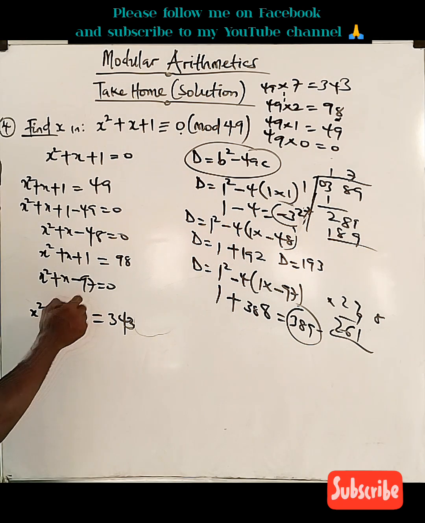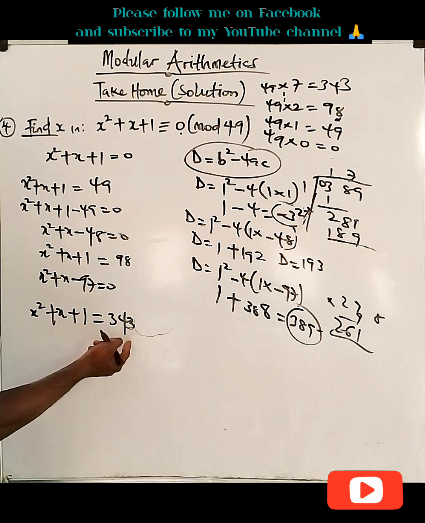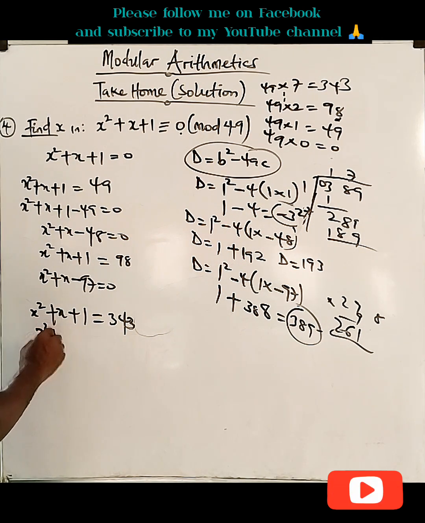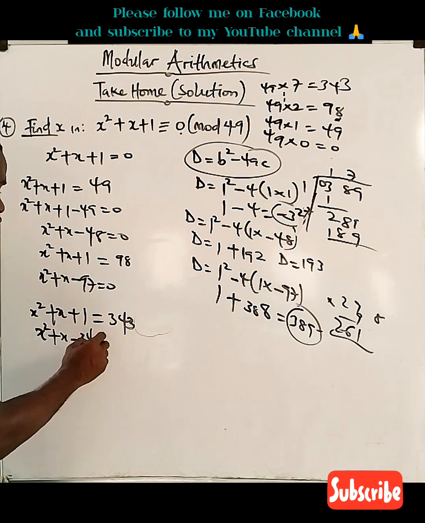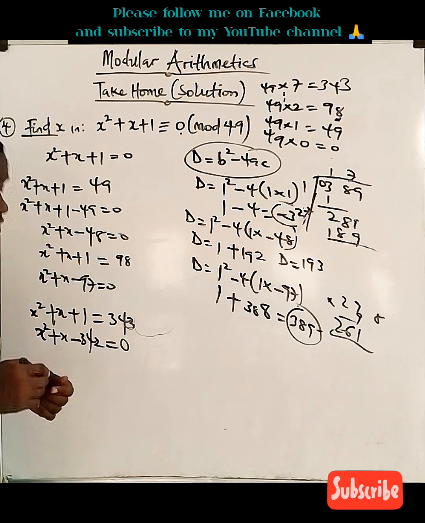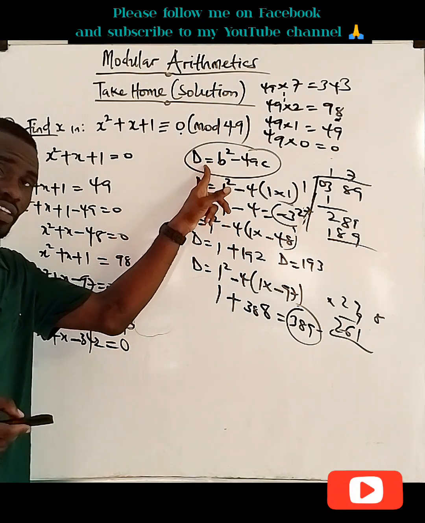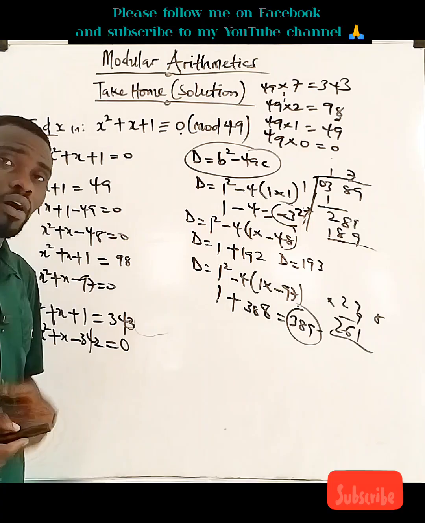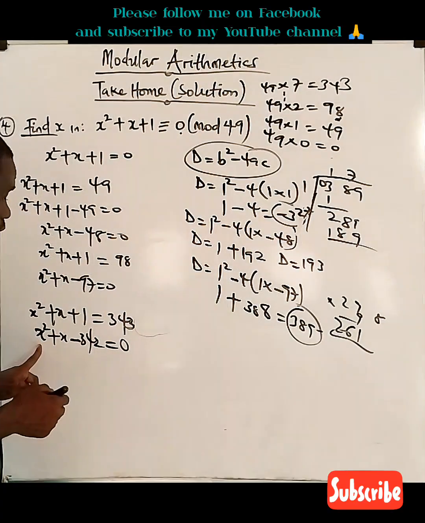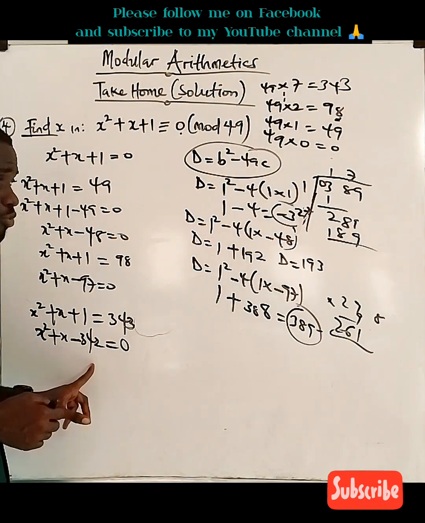So we're going to send this over to the zero side, from the right hand to the left hand. That's x squared plus x plus 1 minus 343 equals 0, which gives x squared plus x minus 342 equals 0. We're going to use the same discriminant that tells us the kind of roots that we have, whether the root is real or not real. So a is 1, b is 1, c is minus 342.